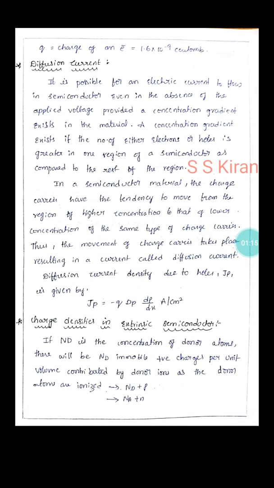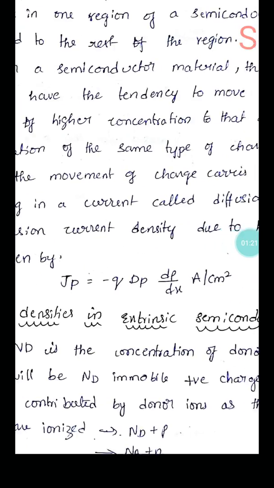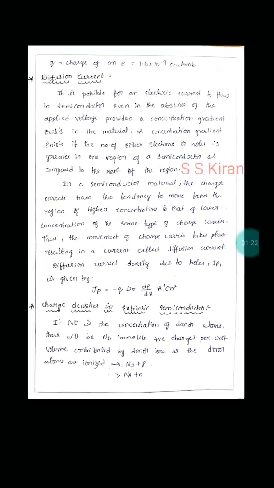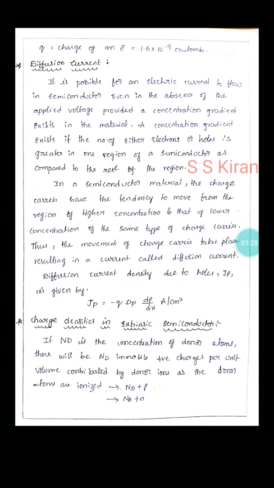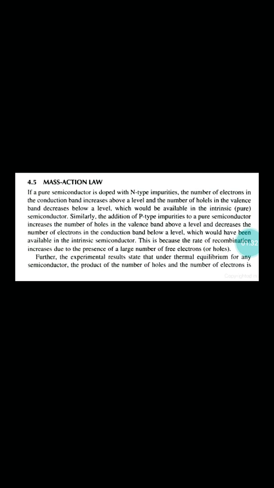Now we will discuss charge densities in extrinsic semiconductors. Before going to this discussion, first we concentrate on the mass action law. So what is the mass action law? See here, extrinsic or impure semiconductor materials are categorized into two types: one is p type material and another is n type material. Let's start with n type material.